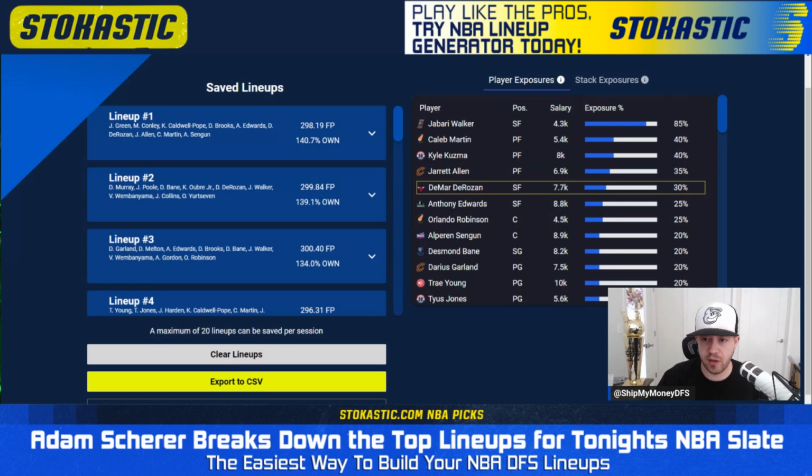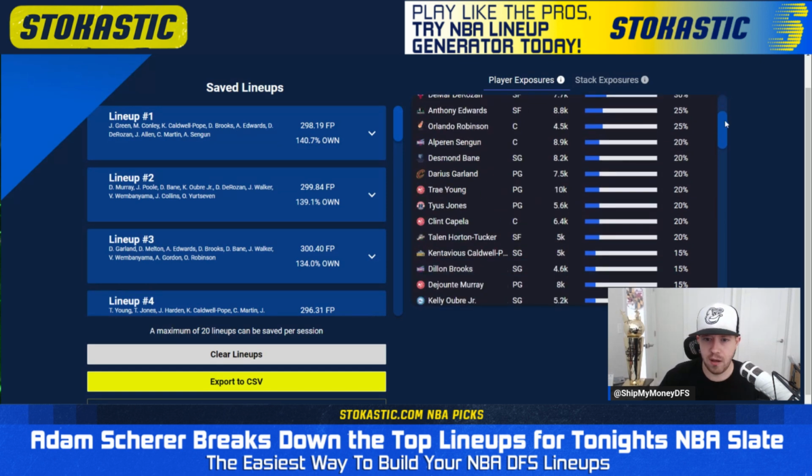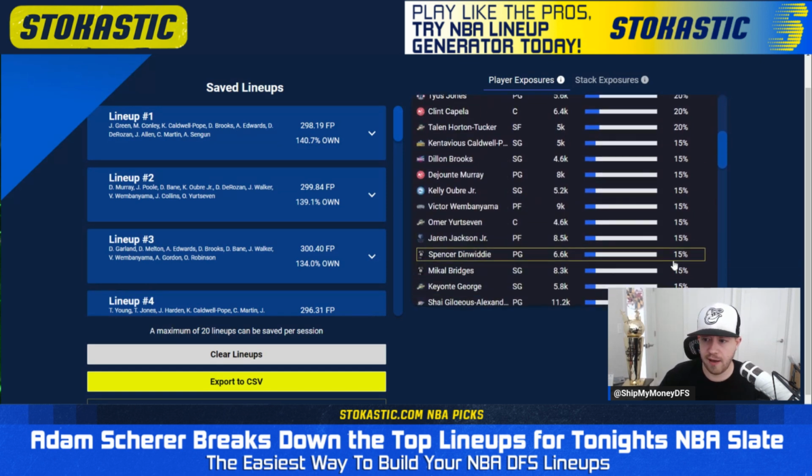DeMar DeRozan at 30%. And then we start spreading things out a little bit more with Anthony Edwards, Orlando Robinson, Şengün, Bane, Garland, Trae Young, Tyus Jones, all between 20 and 25%. So it is interesting that Dinwiddie's not really showing up as one of our most popular guys. We only have 15% of him, so about half the field there.